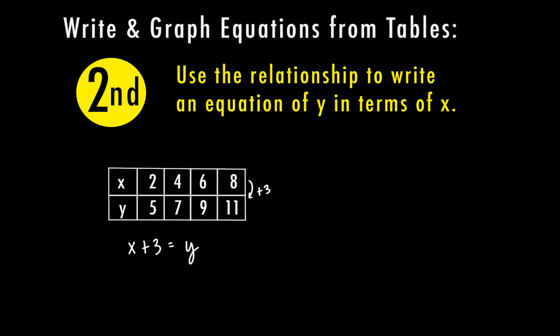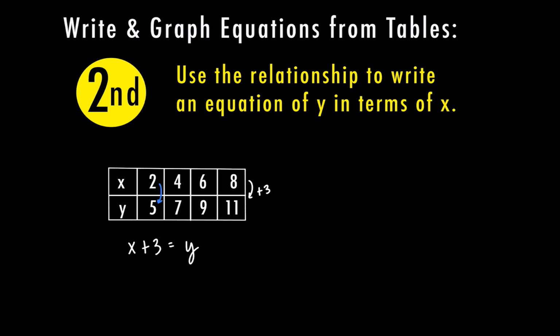Now you can test this out if you want to, and you can take your x values here, 2, 4, 6, 8, and plug it in for your x in the equation. So if I plug in a 2, 2 plus 3 equals 5, which is what my y is whenever I have 2 and I plug it in, I get y equals 5. Same thing for 4, 6, and 8.